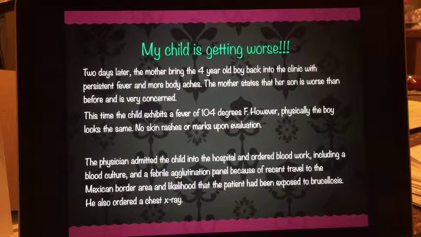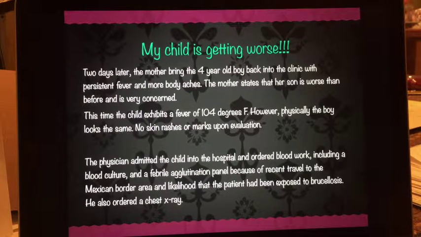2 days later. The mother brings her 4-year-old boy back into the clinic, and the child is getting worse. He still has the persistent fever. He has more body aches. The mother states that her son is worse than before, and she's very concerned. This time, the child presents with a fever of 104 degrees Fahrenheit. However, physically, the boy still looks the same. He has no skin rashes or marks when evaluated.